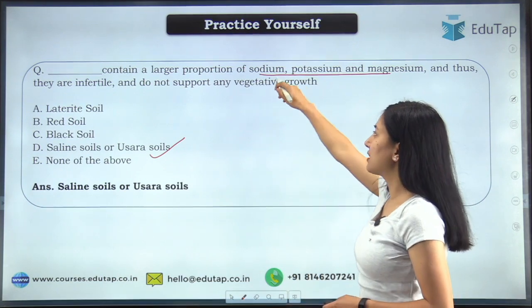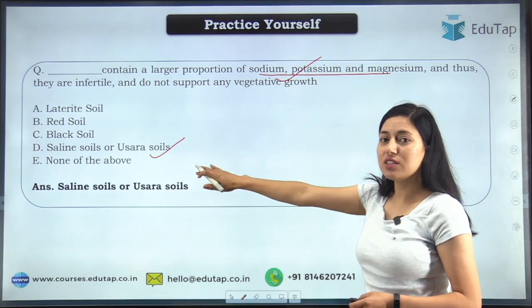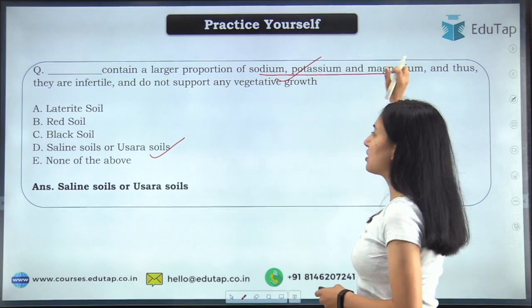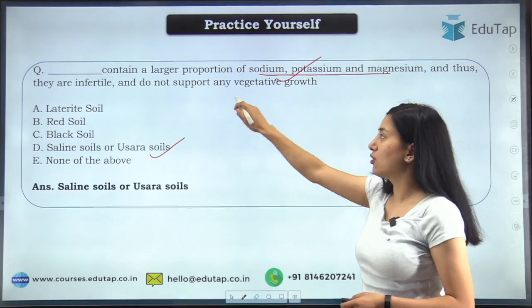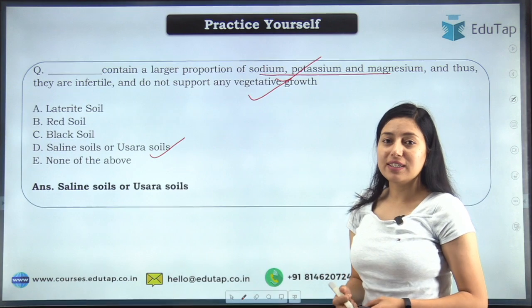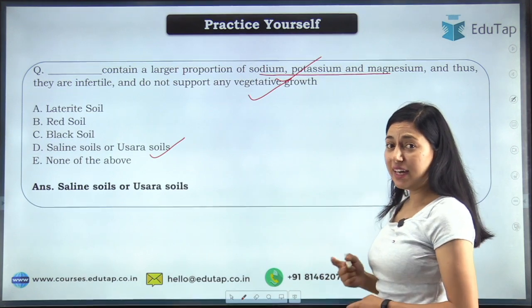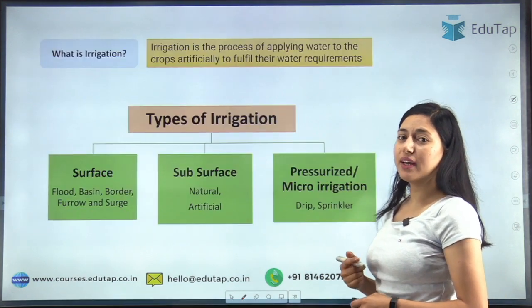Why? Because we have discussed that in saline soils and ooser soils, the sodium, potassium and magnesium proportion is high and they are not good for vegetative growth. Okay, now let's discuss today's topic.